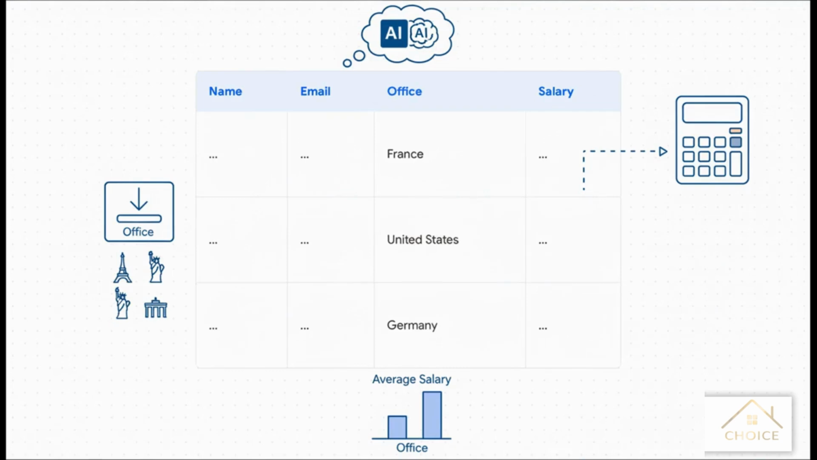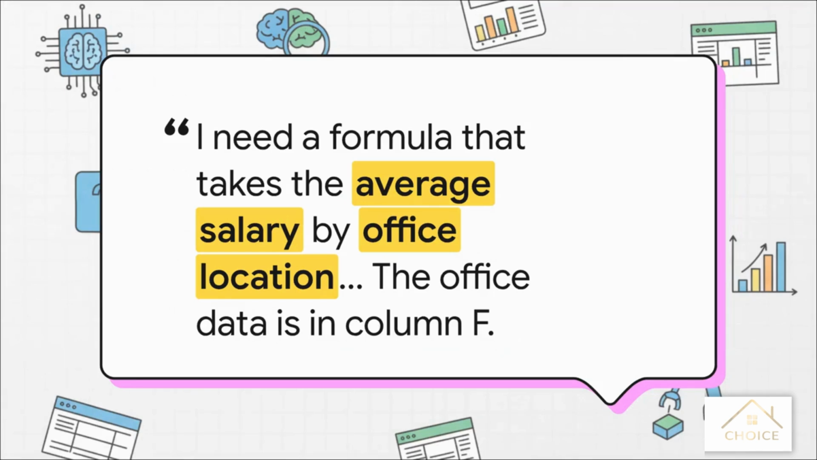Here we have a simple table of employee data, and our task is to calculate the average salary for employees based on their office location, which we're going to select from a drop-down menu. Instead of digging through help forums or documentation, we're just going to ask ChatGPT.